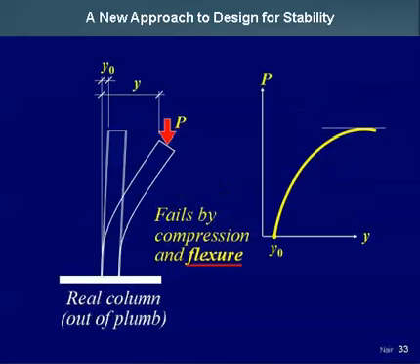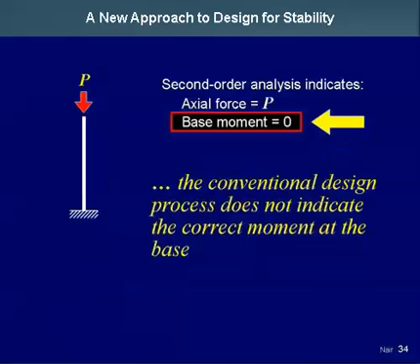But you know in reality it isn't, because actually you do have some initial out of straightness, and you know the failure is going to be mostly a flexural failure with a tremendous amount of moment at the base. Unless your L over r is 0, unless it's a zero height column, you're going to have flexure. But the traditional process didn't tell you what that moment was.